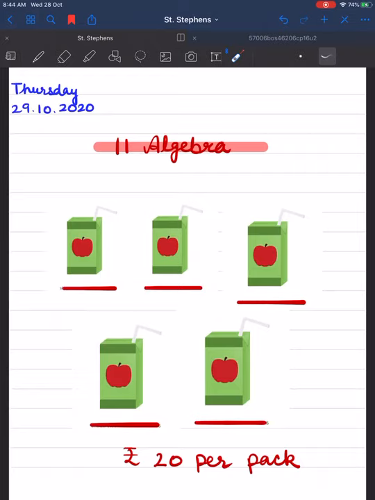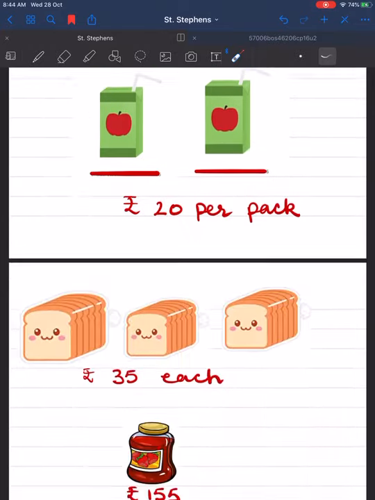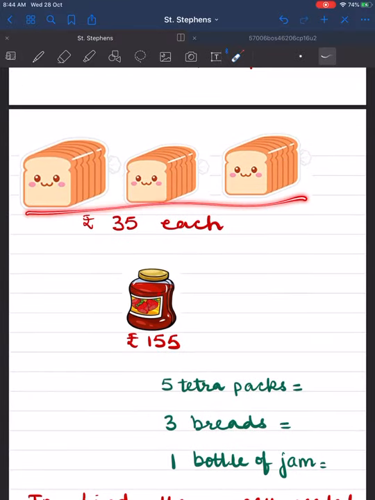Suppose you have to buy 5 Tetra packs of juice for rupees 20 per pack, 3 breads for rupees 35 each, and a bottle of jam for rupees 155. And you want to know how much money you will need to take to the grocery store. Children, we will use algebra to solve the problem easily and quickly.